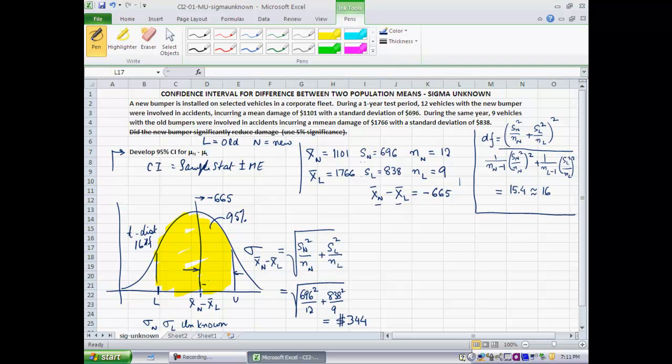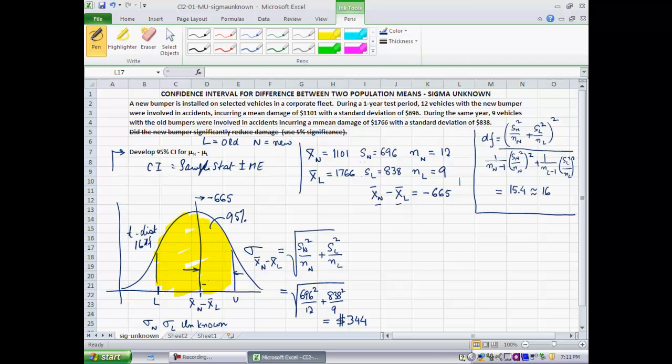And the margin of error has to be large enough so that I'm 95% sure of including the unknown parameter difference. So coming back to our sampling distribution, the basis of the quantification of uncertainty is the sampling distribution, as you know. The sampling distribution of x bar n minus x bar l would be a t distribution in this case because the population standard deviations are unknown.